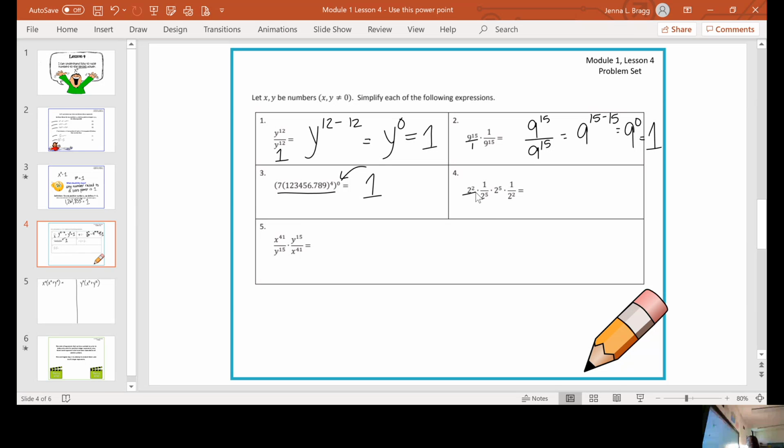Okay. In number 4, I hope the first step you made was to make these fractions. And then we can take our numerators, 2 to the 2nd times 1 times 2 to the 5th times 1 over 1 times 2 to the 5th times 1 times 2 to the 2nd. In our numerator, we're multiplying all of those. I can get rid of my 1s, because anything times 1 is that number. So I'm going to take my 2's, add my exponents, and get 2 to the 7th. In my denominator, I'll do the same. Get rid of my 1s. 2 to the 5 plus 2 gives me 2 to the 7th. And 7 minus 7 gives me 2 to the 0 power, which is 1.